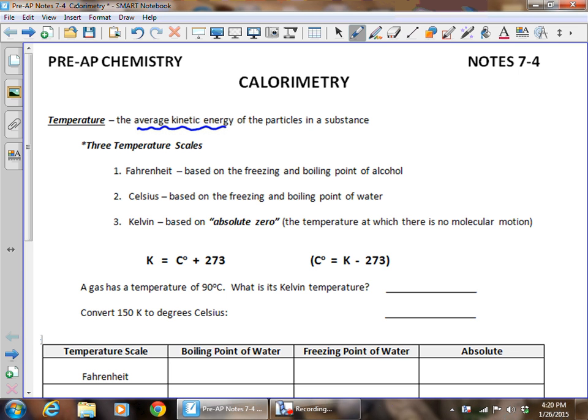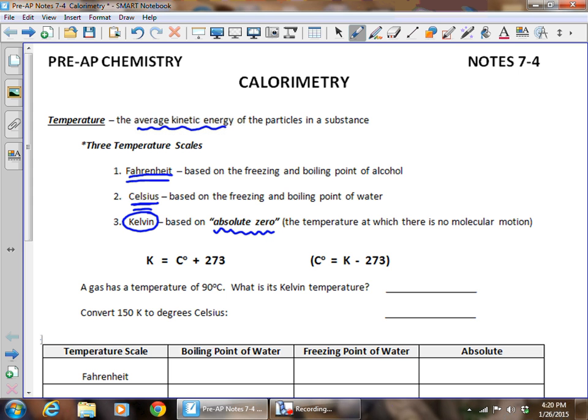There are three temperature scales that we use. One of them is Fahrenheit. It's based on the boiling and freezing points of alcohol. Celsius, the one we use most often in science, is based on the freezing and boiling point of water. And when we get into the gas laws, we'll be using a system called the Kelvin scale, and it's based on something called absolute zero. And absolute zero is a temperature at which there's absolutely no molecular motion. It's the coldest possible temperature that you can have.